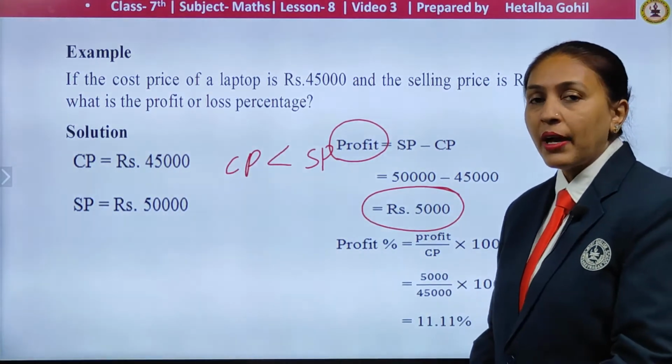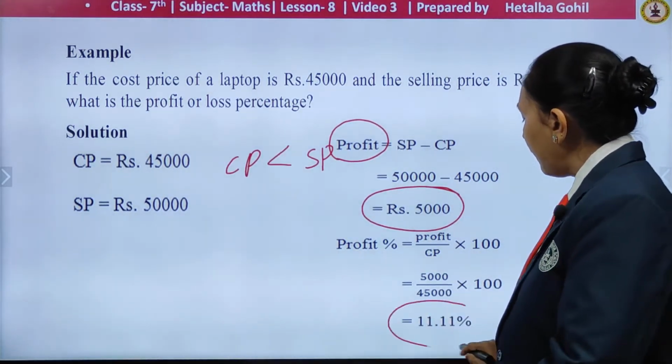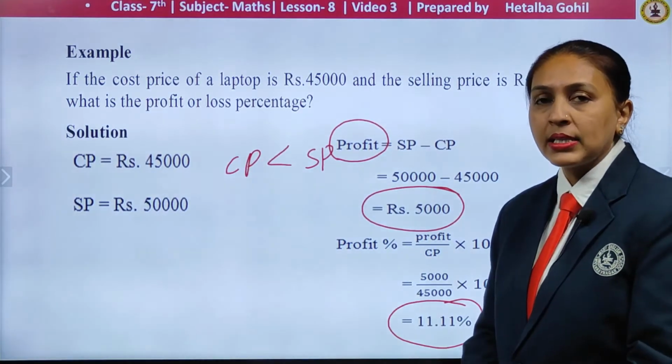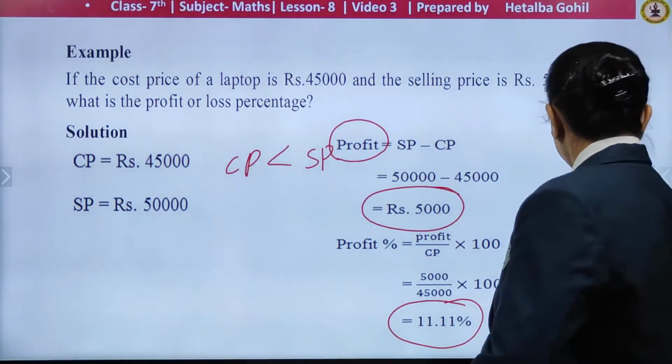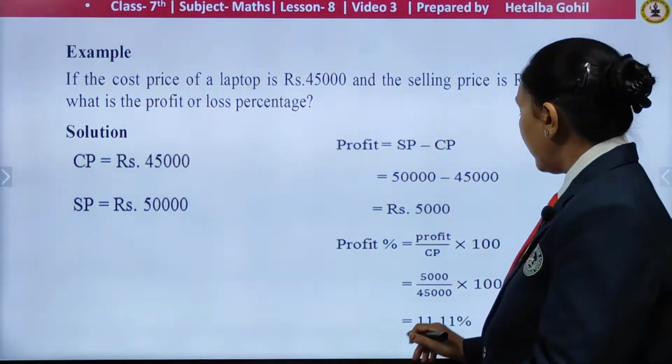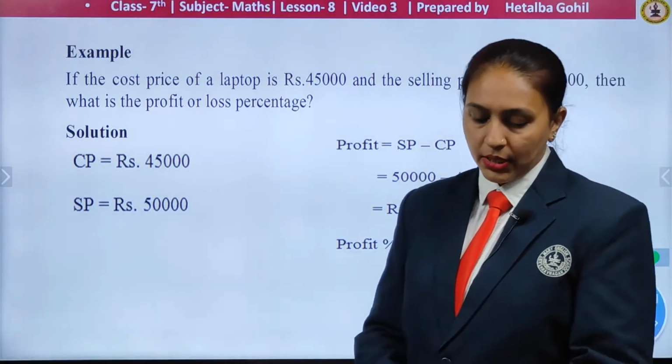When you simplify it, you will get 11.11% as the profit. So the profit percentage is 11.11%.